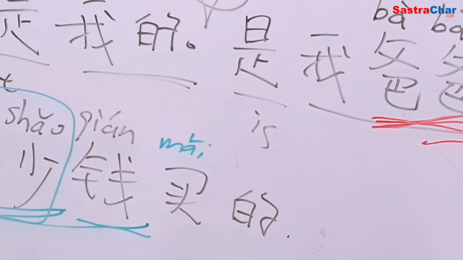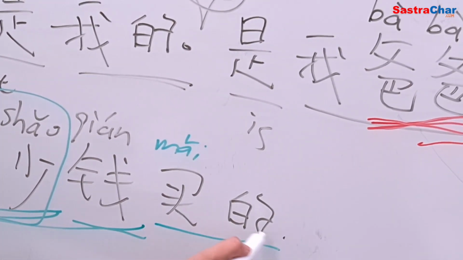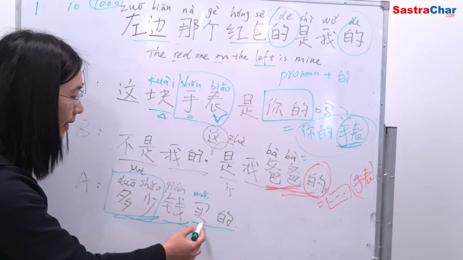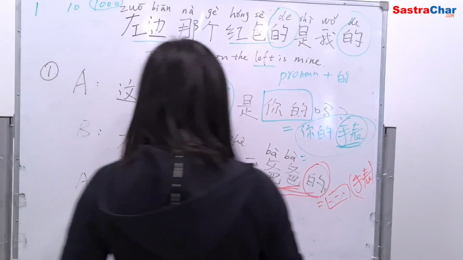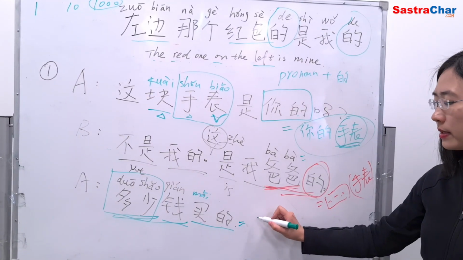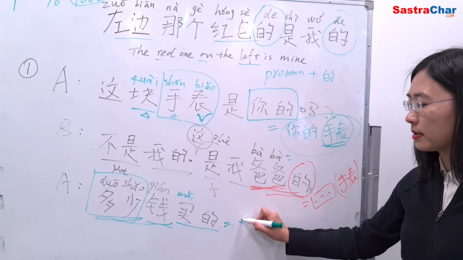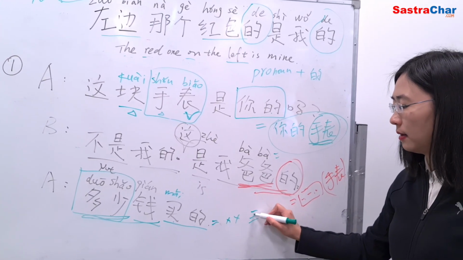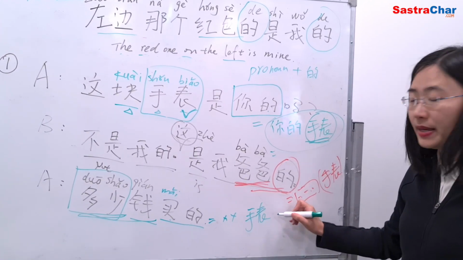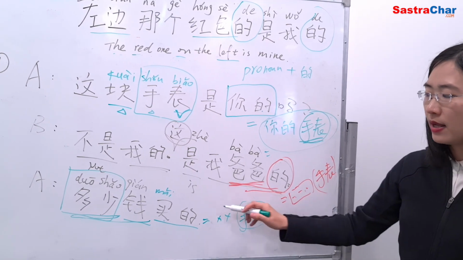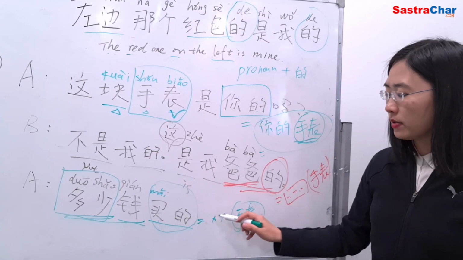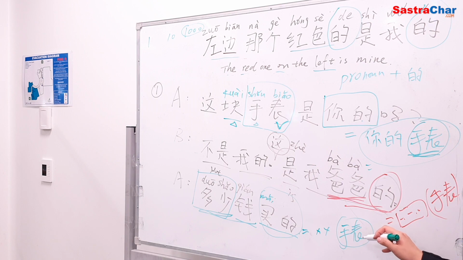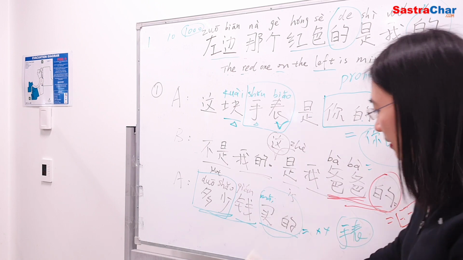Okay, 多少钱买的? So this 买的 is a verb, right? It's a verb and a 的. So this 买的 equals 买的手表. Again, we omit 手表 here. So 买的 equals 买的手表. Okay, bought. The 手表 is bought by me. 买的手表.